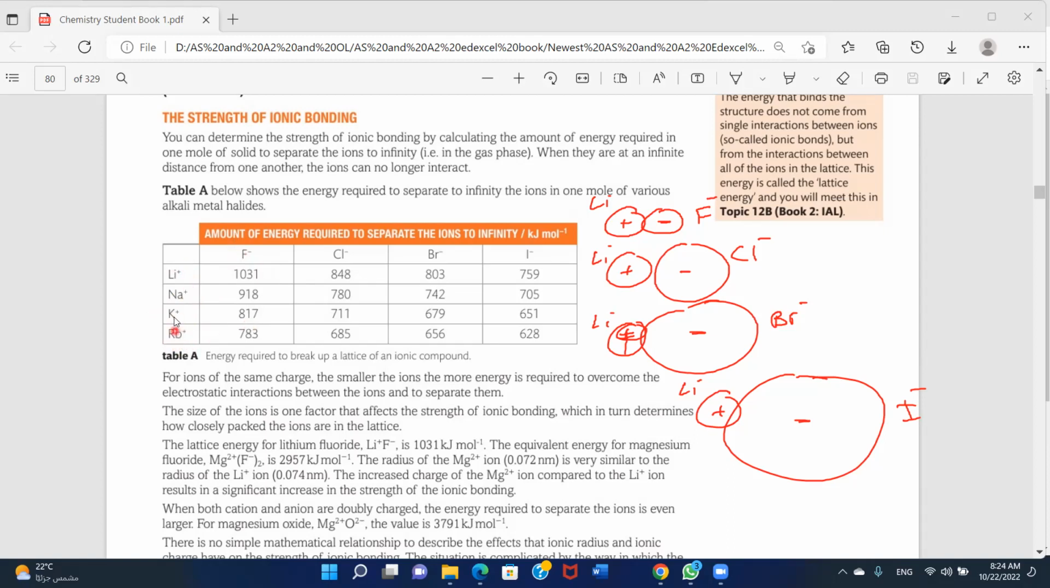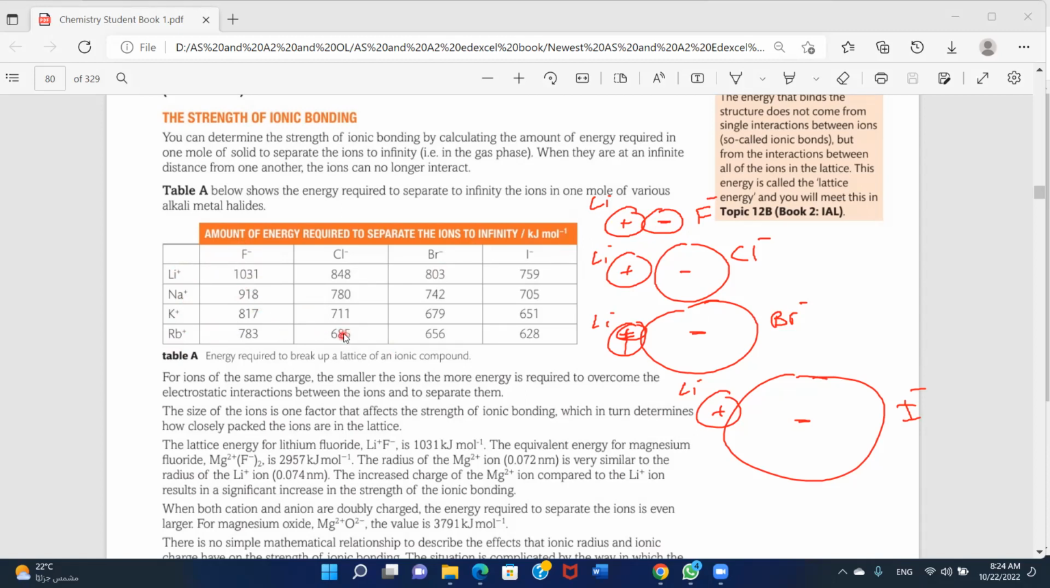Rubidium ion is much greater in size than the potassium ion, so its bond with the same fluoride ion decreases most. This means that whether it is a negative ion or a positive ion, as the ionic radius increases, the ionic bond strength decreases. Whenever we have small sizes, the attraction force between the ions is the greatest. That's why it requires the biggest amount of energy to be broken.